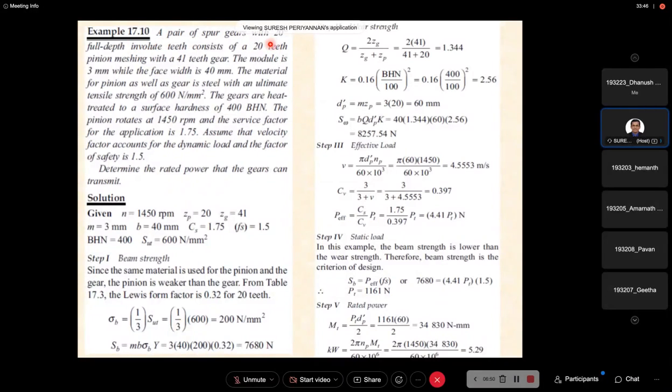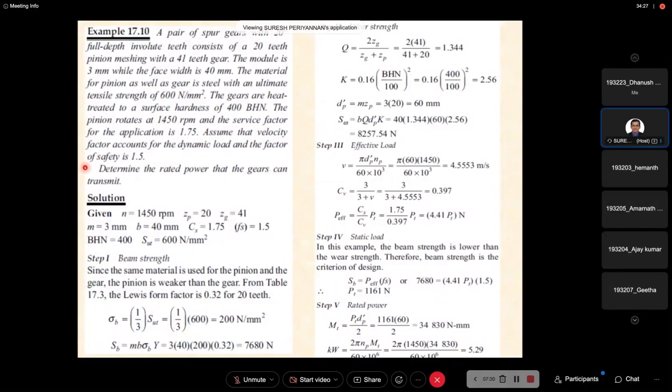A pair of spur gears, 20-degree full depth involute teeth, consists of a 20 teeth pinion meshing with a 41 teeth gear. The module m is 3 mm, and the face width b is given. The material for the pinion as well as the gear is steel, and the ultimate tensile strength is 600 Newton per mm square. The gear has been heat treated to improve the surface hardness. The surface hardness number is given as 400 BHN, Brinell hardness number. The pinion rotates at 1450 RPM, I mean Np is given.